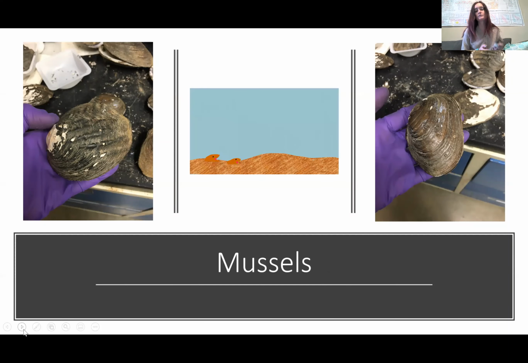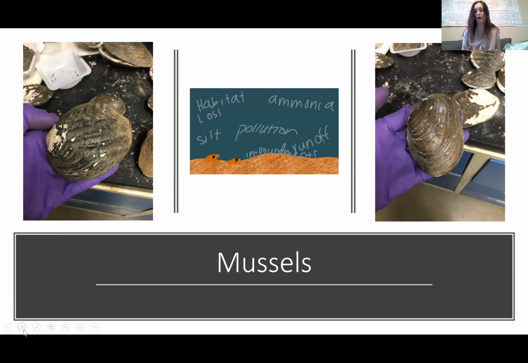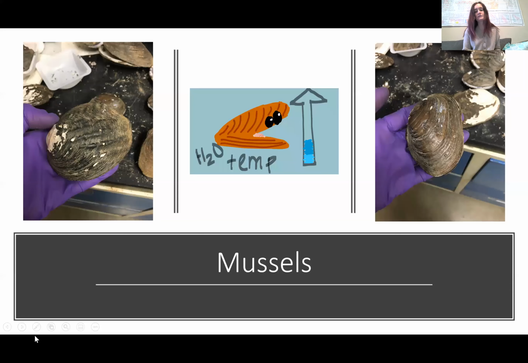Mussels are easily threatened due to habitat loss, silt pollution, ammonia, impoundments, and runoff. Any of those can cause a mussel die-off. If you have a mussel die-off in your water system, that generally indicates that your water system is not as healthy as it could be. Mussels are very particular to their environment. Like we said before, they're very sensitive to pollution changes and environmental changes in general, which makes them really good bioindicators of river health.